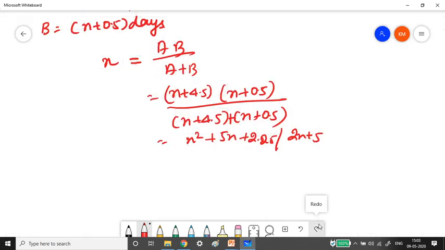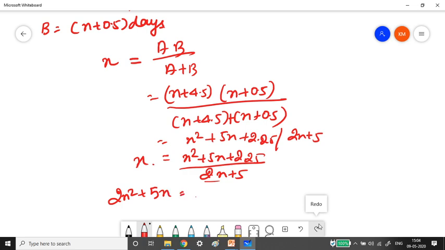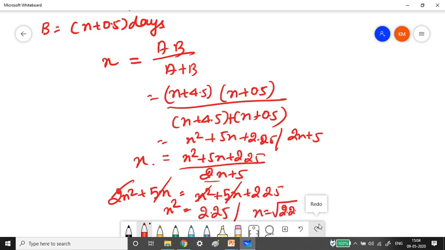It is equal, here it is X, right? So X square plus 5X plus 2.25 divided by 2X plus 5 equals X. Now bring this denominator to the left hand side. So 2X square plus 5X equals X square plus 5X plus 2.25. Got it? So this X square goes off against the 2X square, so only X square remains. And this 5X goes off against this 5X. So X square is equal to 2.25. Now X is equal to the square root of 2.25, which is 1.5.